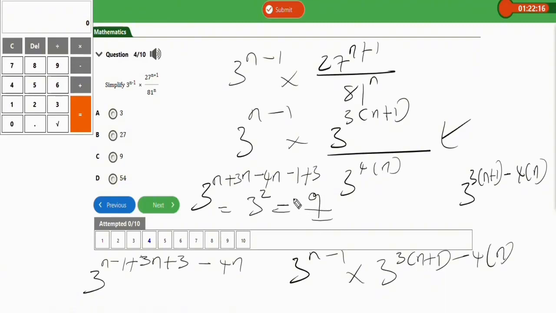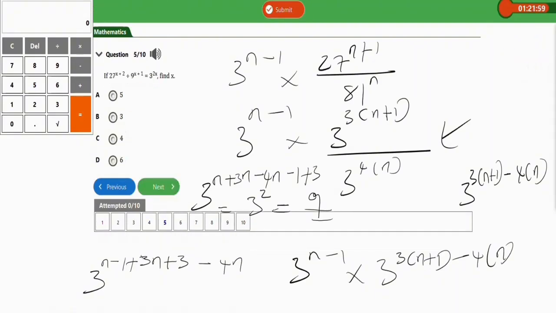The correct option is option C, 9. Okay, so that's it for this question. Now let's solve the last question, and after it we can call this a class. Okay, so let's get to the next question, question number 5.